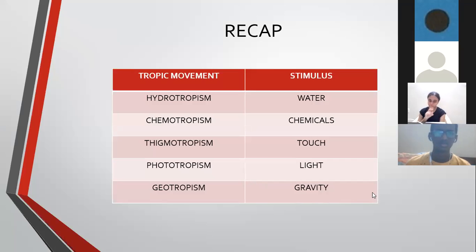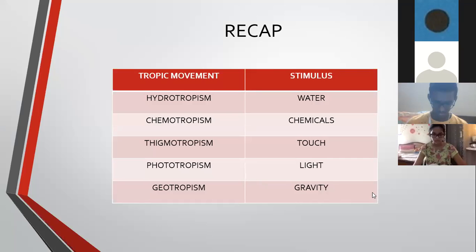Yes. Next, Jheel, example of thigmotropism. Ma'am, example is tendrils, growing towards the support where it can grow. Yes. So tendrils growing towards the support where it can grow is an example of thigmotropism.